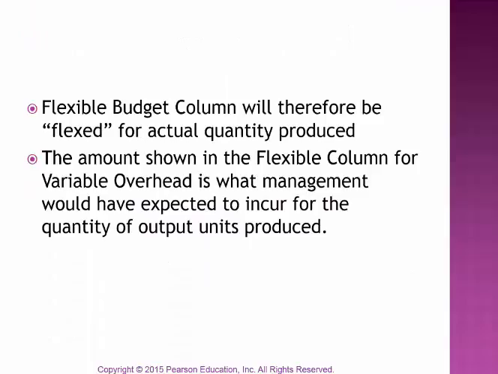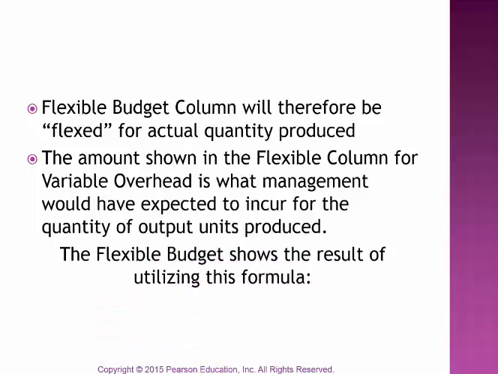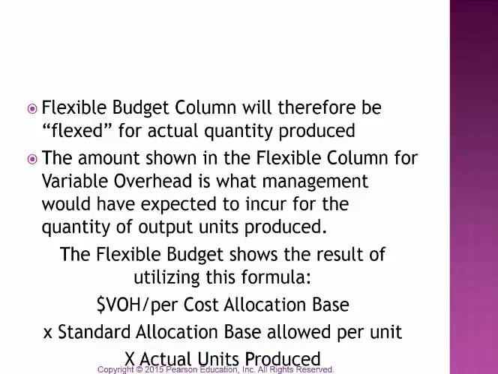All right, so the amount shown in the flexible column for variable overhead is what management would have expected to incur for the quantity of output units actually produced. And then we're going to take this result right here and compare it to the actual results, what we've really actually had to spend on variable overhead. And then we're going to calculate the variances. All right, so the flexible budget shows the result of our formula, which I have already shown you once before already.